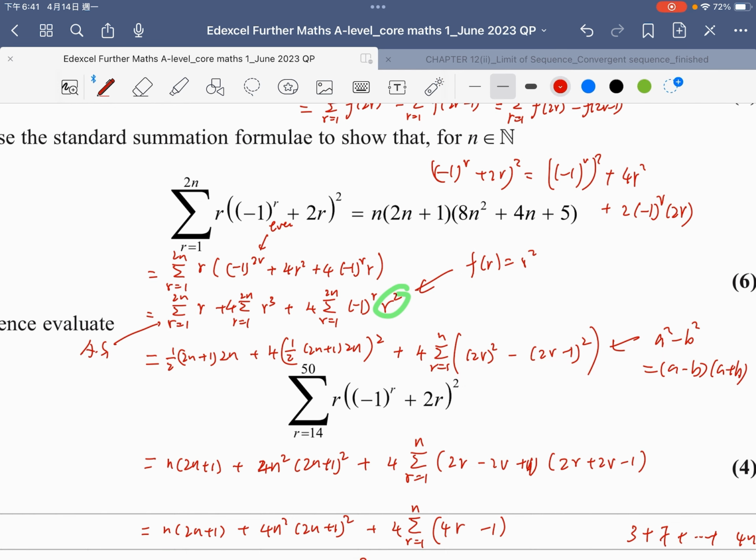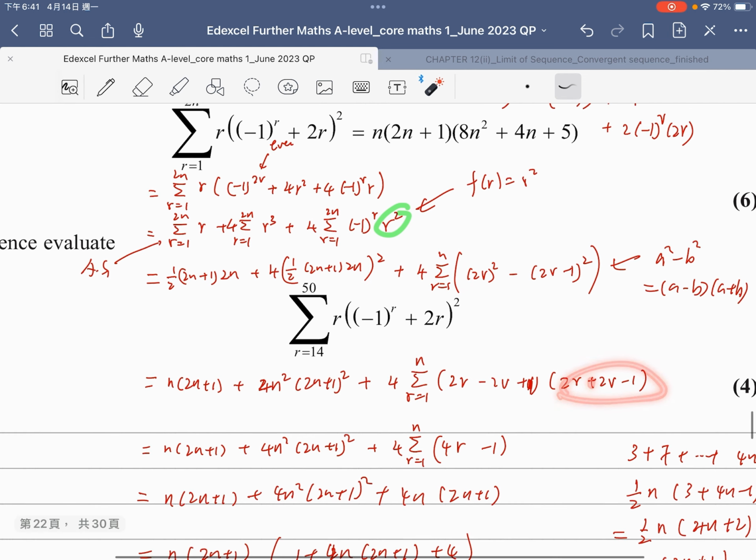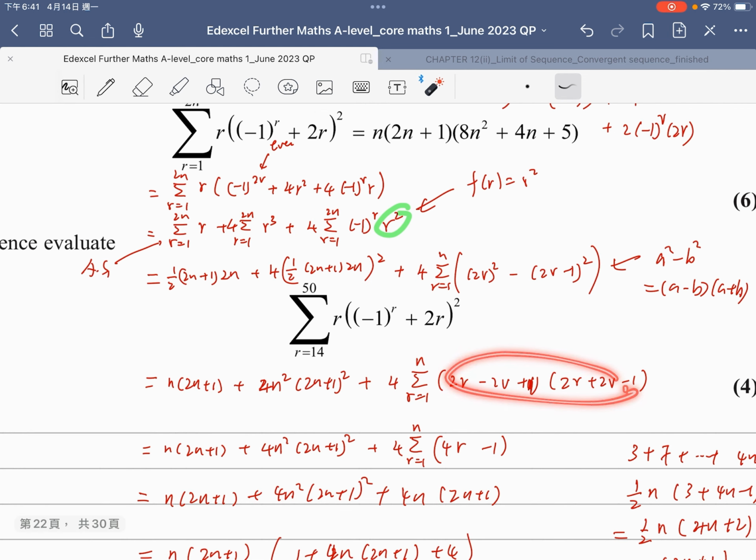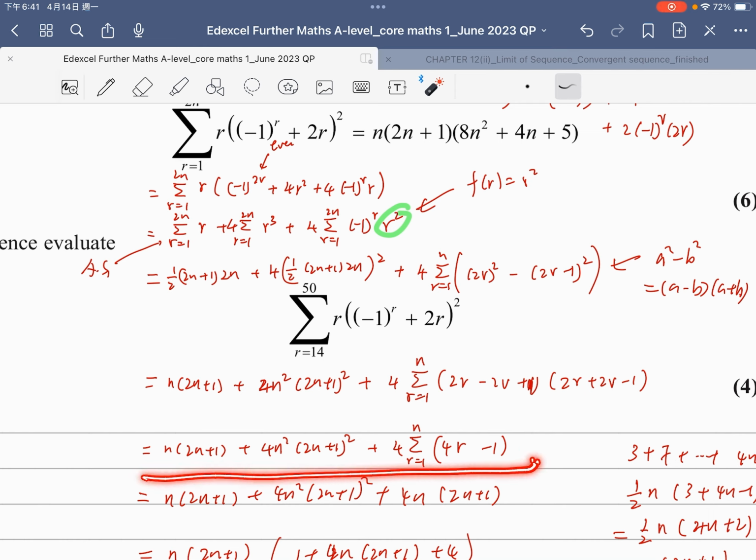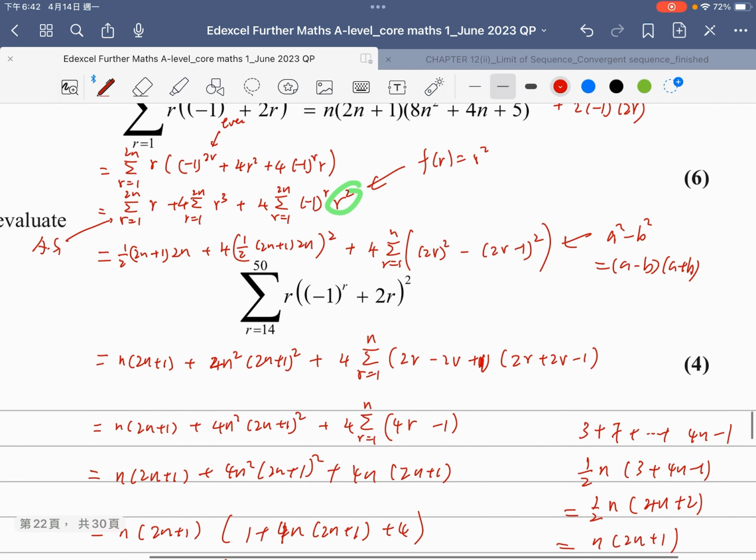This one, the second times (2r plus 2r minus 1). That is 4r. Finally, this is the summation of 4r minus 1. Okay, this is the format here. Also, this is a GS as the sum of an AS.